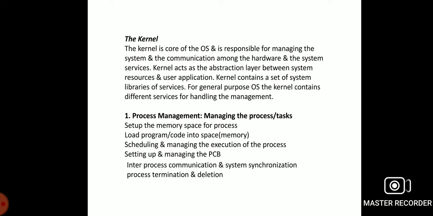Number one, process management, managing the process or task. It sets up the memory space for the process, loads program code into the memory space, schedules and manages the execution of the process, sets up and manages the PCB, and handles inter-process communication, system synchronization, process termination and deletion. So this is process management in the kernel operating system.